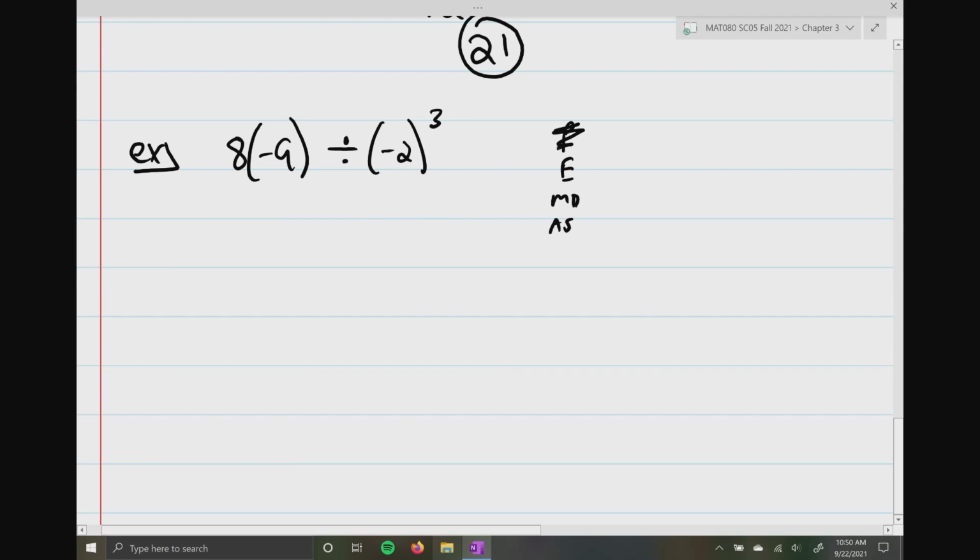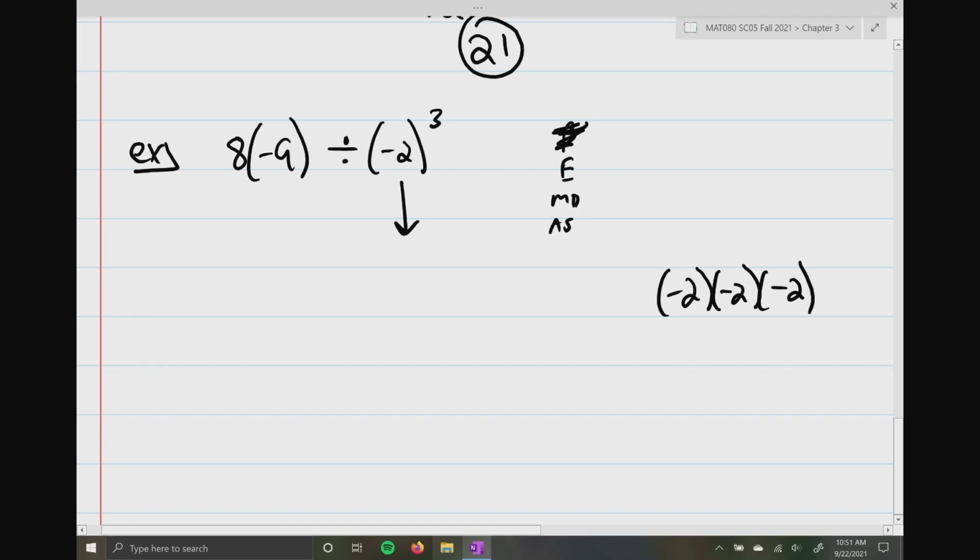So I scratch it out. Now I got to worry about exponents. Now I definitely have that. So what I'm going to do, notice that is the quantity of negative 2 to the third power. So I write it out 3 times.